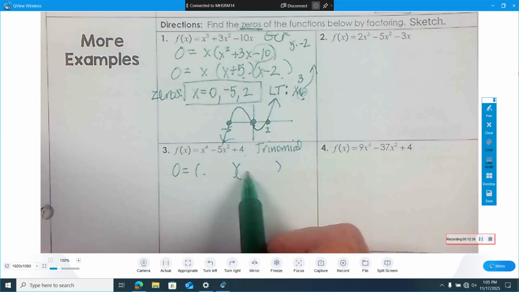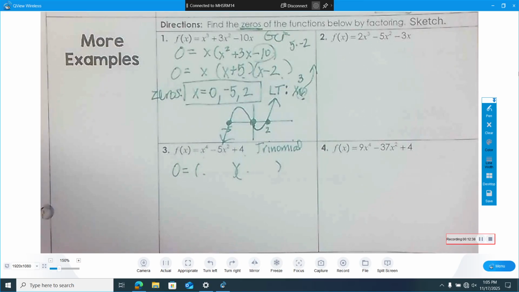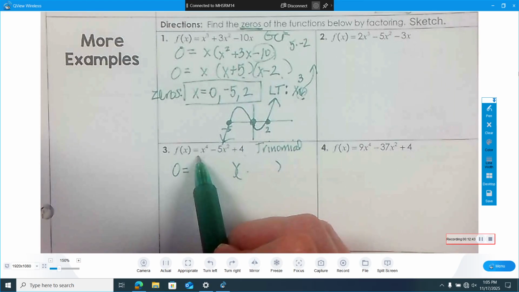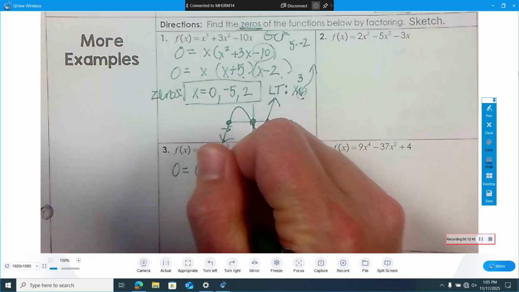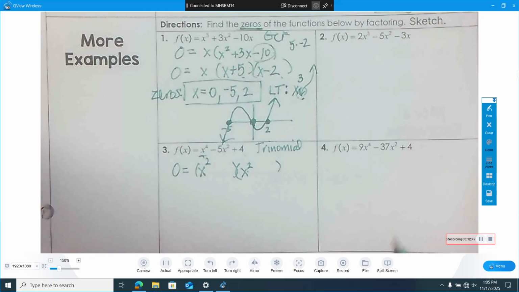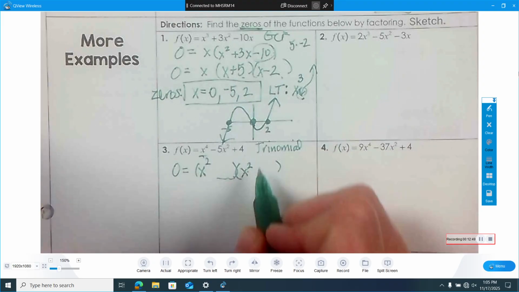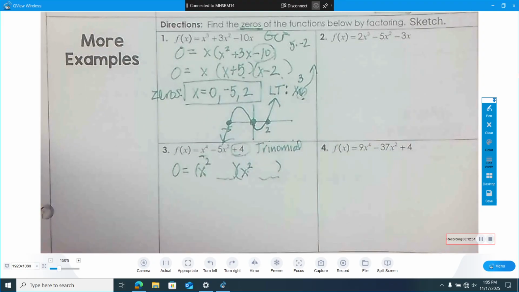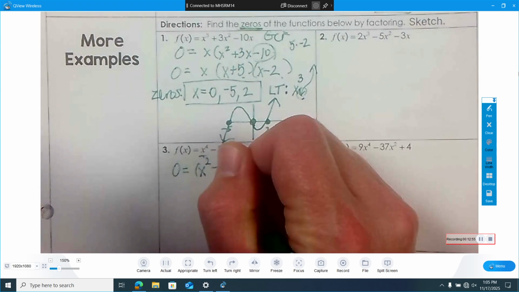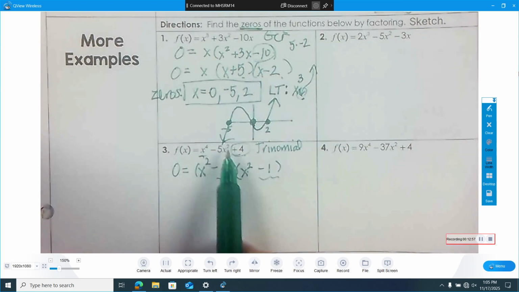So, what times what is x to the 4th? Oh, there we go. X squared times x squared. Beautiful. Now you can answer your question, which was last times last has to be +4. What times what is +4? -4 and -1 gives us that positive.